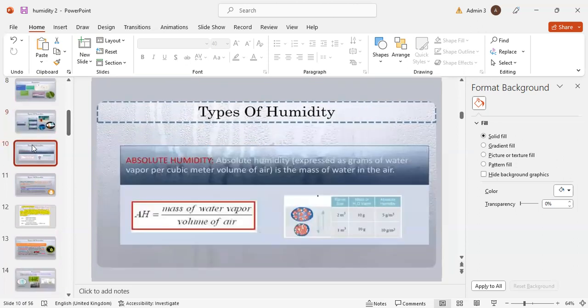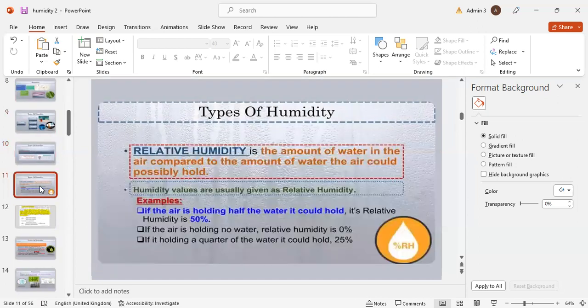Absolute humidity. Absolute humidity, expressed as grams of water vapor per cubic meter volume of air, is the mass of water in air. Here the formula is shown. Relative humidity is the amount of water in the air compared to the amount of water the air could possibly hold. Humidity values are usually given as relative humidity.